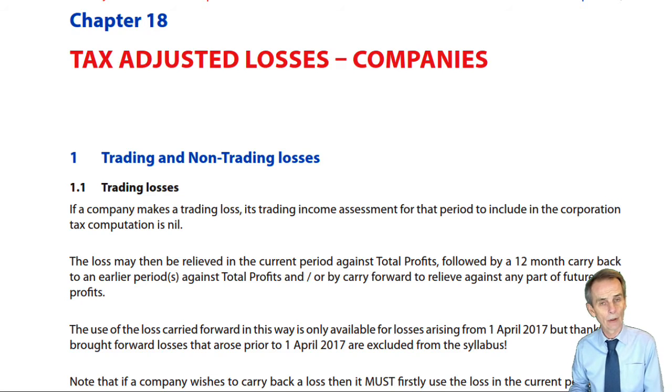We know that wherever there are losses, then we will have a nil assessment, not a negative figure going to the corporate tax computation. And we saw then how to deal with that loss. Don't worry, a reminder of that is coming up in a short while. But that we've dealt with property business losses, the way in which we must use them in the current period against total profits, and then we carry forward.